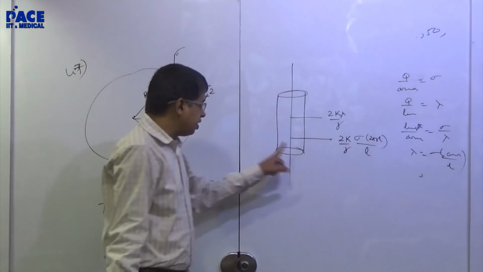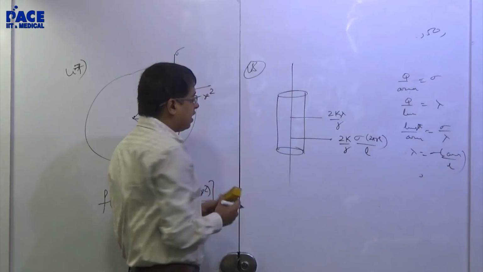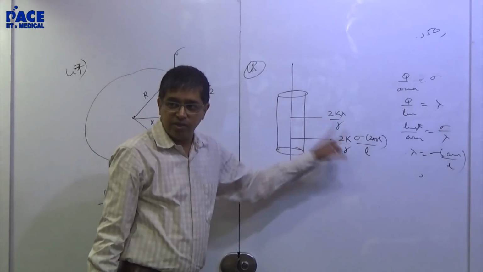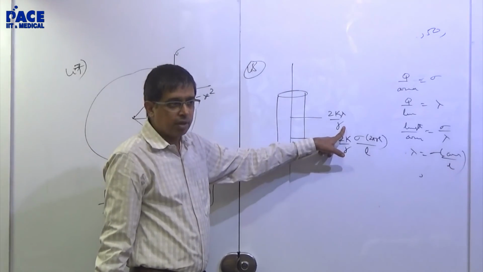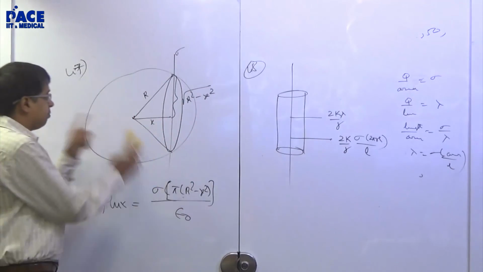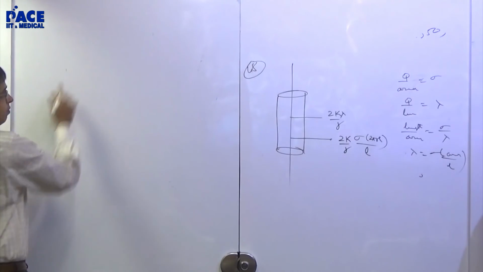All that I have done is, even for a cylinder, 48th problem, the key catch is that the field outside will be in the same format of 2kλ by r. Even for a cylinder. Can I rub this? I will derive it for a cylinder so that you people will get an idea.